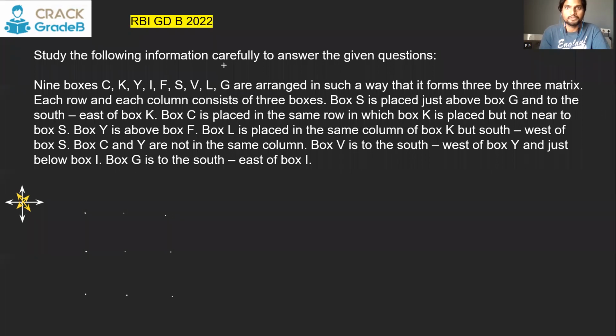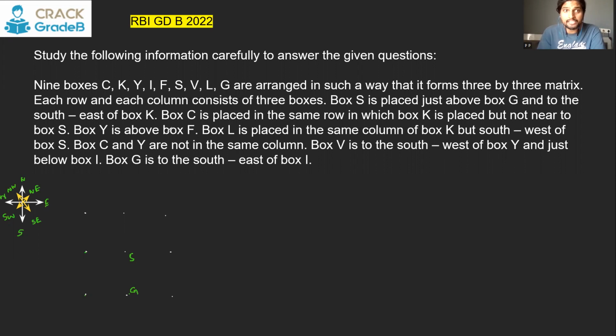Okay. So we know this is north, this is south, this is east, this is west, this is northeast, this is northwest, this is southeast, and this is southwest. Now it says box S is just above box G and to the southeast of K. So that means S and G cannot be in the leftmost because they are to the southeast of K. So they can be either this two or this two. So we can have one case here. Let's say S and G are here.